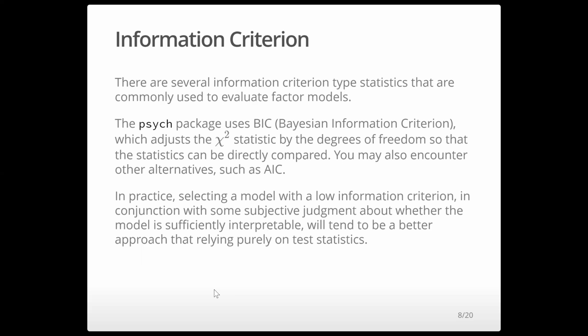You may also encounter alternative versions such as AIC. They tend to be very similar. The exact statistics are a little bit different. In practice, what you want to do is generally select the model with low information criterion. The lower values here imply a better fit. And then you also want to use some subjective judgment about whether the model is sufficiently interpretable. This will tend to be a better approach to evaluating models than relying purely on chi-square tests and stuff like that.